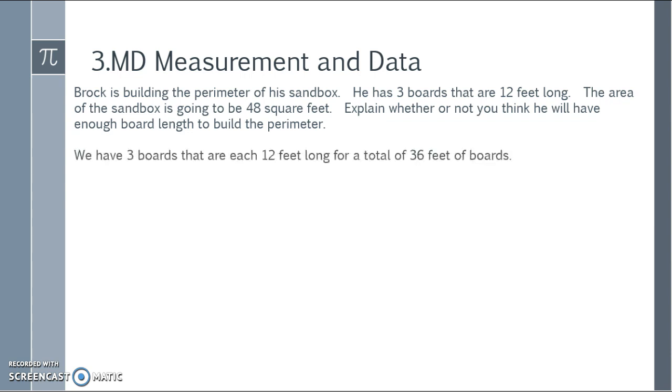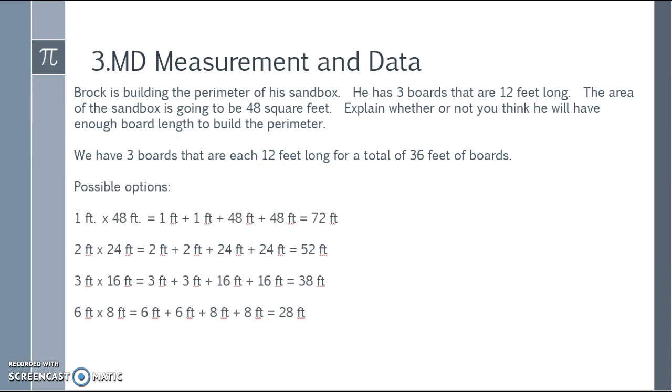We have 3 boards that are each 12 feet long for a total of 36 feet of boards. So 3 times 12 is 36. Some possible options for the dimensions of our sandbox would be 1 by 48. To find the perimeter, we add all of our outsides together. 1 plus 1 plus 48 plus 48 is 98 feet.